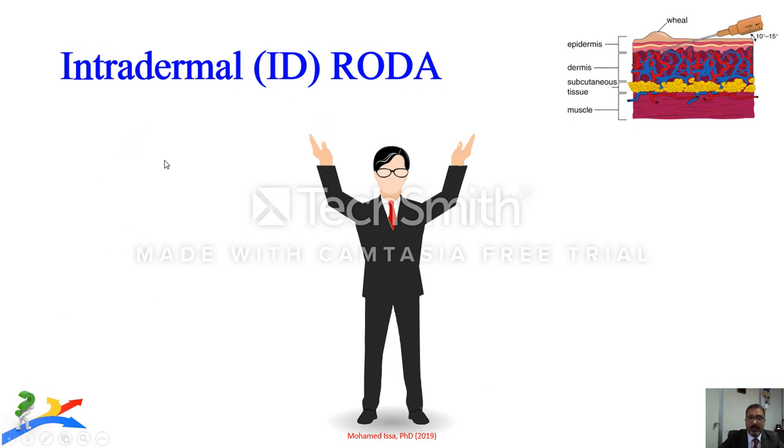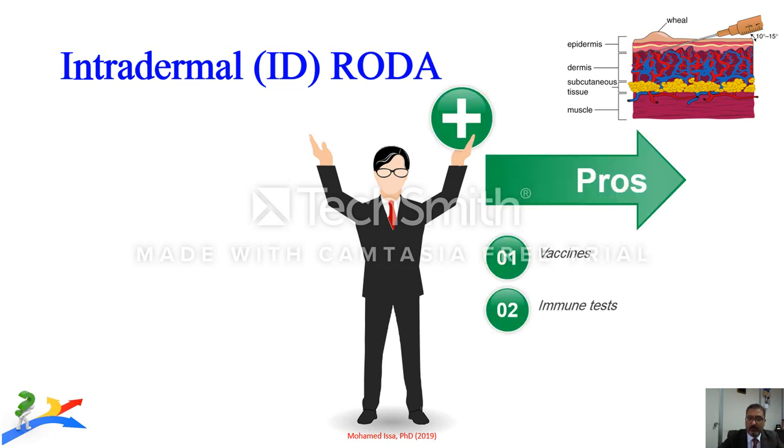Intradermal injections. Now we are injecting the drug into the skin itself, into the dermis, the main part of the skin. So I inject directly into the dermis, and we use it mainly for vaccines, which can be injected intradermally. And of course, one of the most important applications of intradermal injections is immune tests.